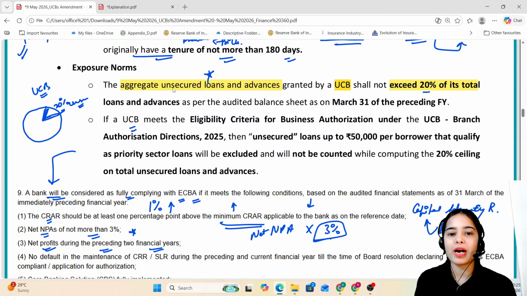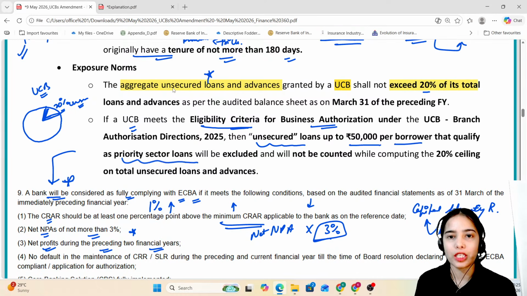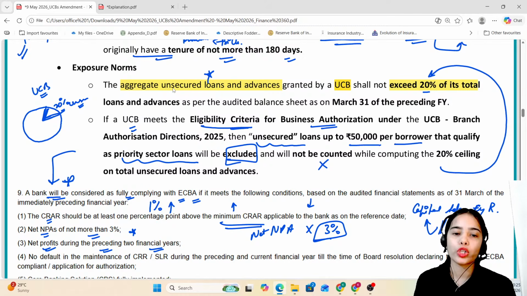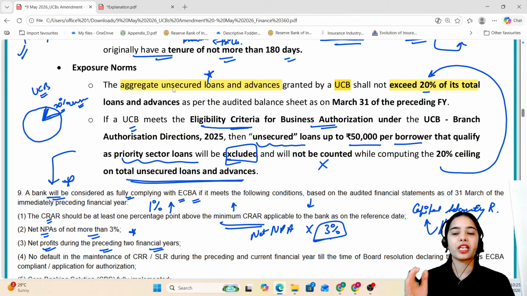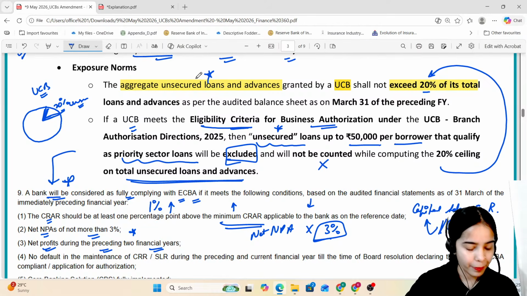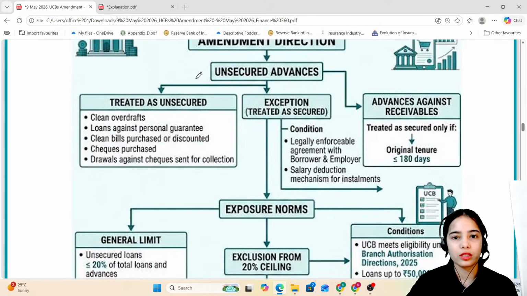Okay? If an urban cooperative bank is meeting the eligibility criteria for business authorization, that means it is a healthy urban cooperative bank, then the unsecured loans up to 50,000 per borrower that are under the priority sector loans will be excluded and will not be counted while computing this 20% ceiling on the total unsecured loans and advances. I hope this is very much clear: for healthy urban cooperative banks fulfilling the eligibility criteria, unsecured loans up to 50,000 per borrower that qualify as priority sector loans will be excluded from this 20% calculation. Okay? Yes.